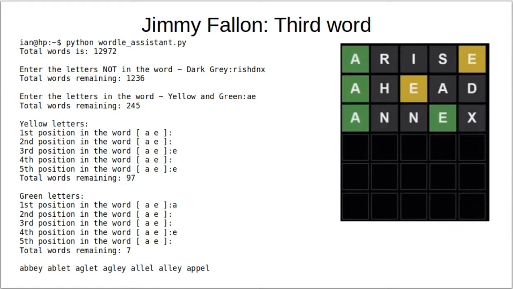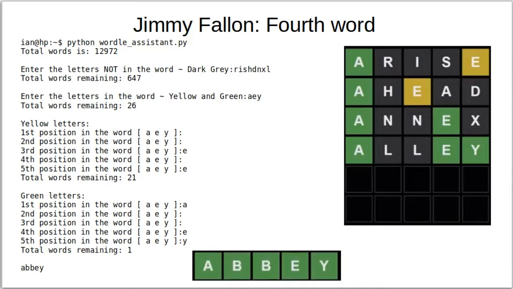What he added was annex, and now the N and X get added to the letters not in the word, and we whittle it down a bit more, and we've got two that are in their known position. So this time, remaining words are 7. And if we go to the next one, he put in alley. It's still not the answer, but it gets rid of the L's, and we also get the Y as another green letter. So the green letters are A, E, and Y. And total words remaining is just one, which was Abby. So it took 5 goes to get to Abby.